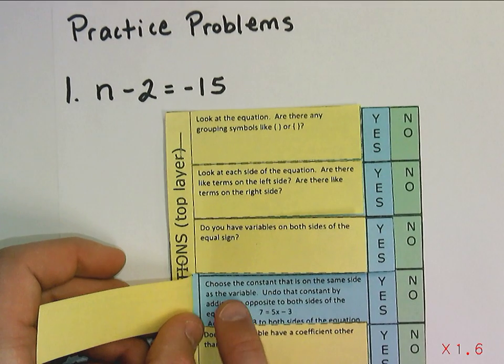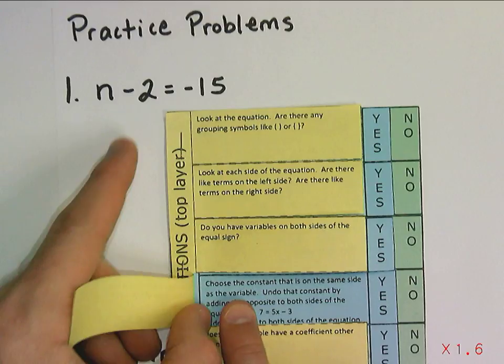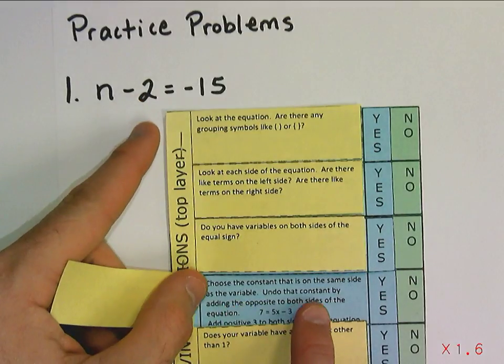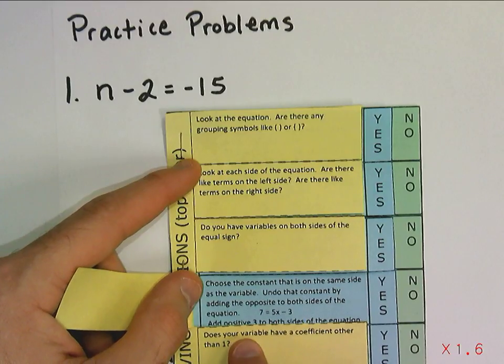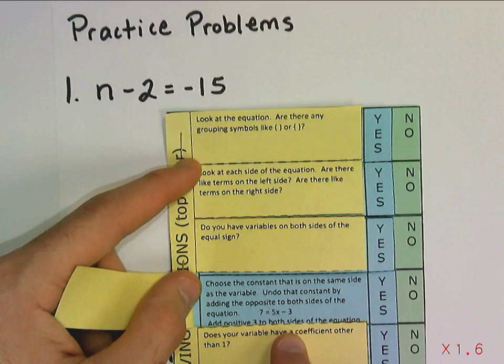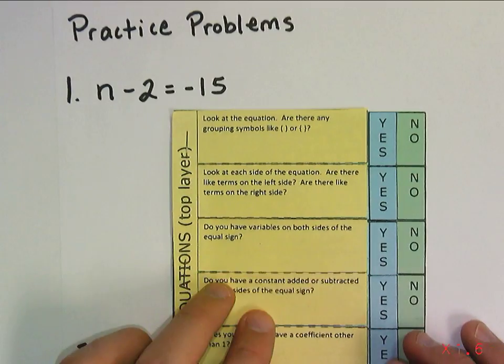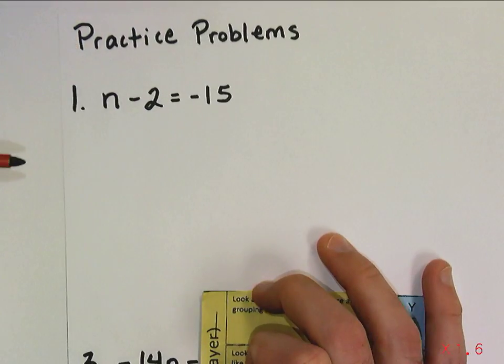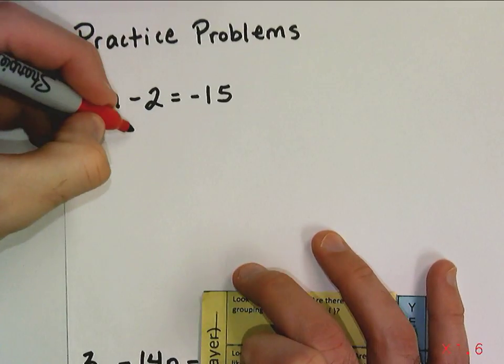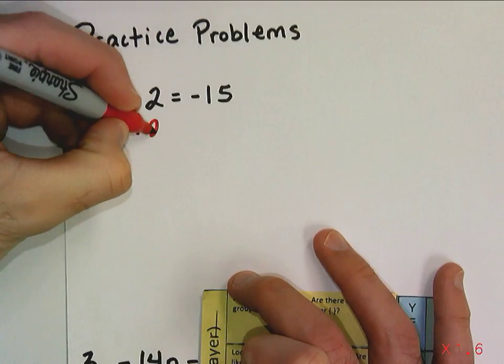It says choose the constant that is on the same side as the variable. So we're choosing negative 2. Undo that constant by adding the opposite to both sides of the equation. And they give an example here that 7 equals 5x minus 3. It says add positive 3 to both sides of the equation. So they would just be adding 3 to the right-hand side and the left-hand side. So let's go ahead and add this 2 to both sides, and we're adding the 2 because it's currently subtracted. It's a negative 2, so in order to undo it, I want to add 2.